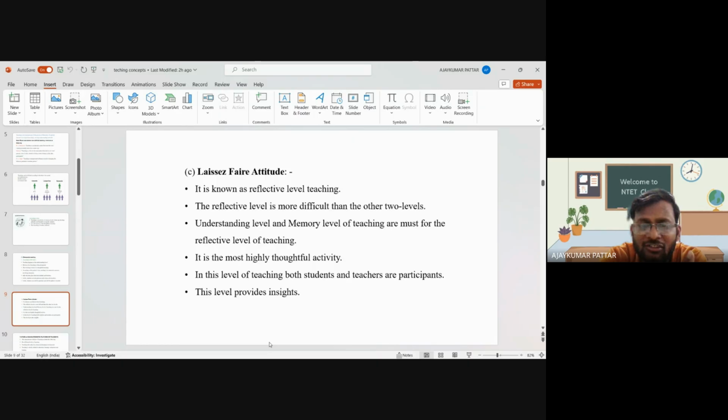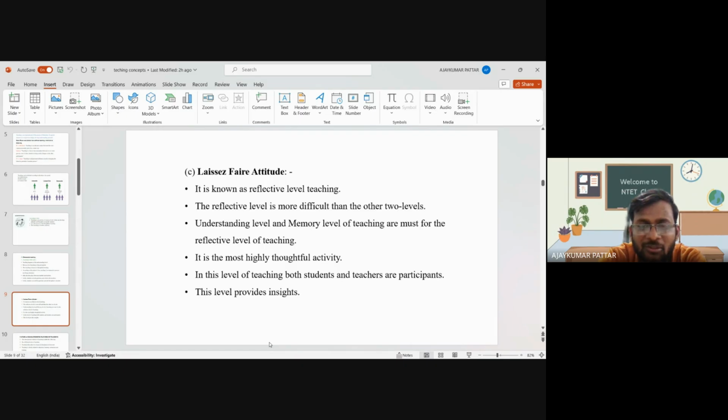At this level of teaching, both students and teachers are participants. This level provides insights. For example, पीजी लेवल में हम क्या करते हैं? अंडरस्टैंडिंग लेवल पे स्टडी करते हैं. We will study with our guides, we will interact and we will understand the concept. What is my subject? We will go to a deep understanding of the subject at the postgraduate level. But in the PhD, what happens? It is a reflective level.